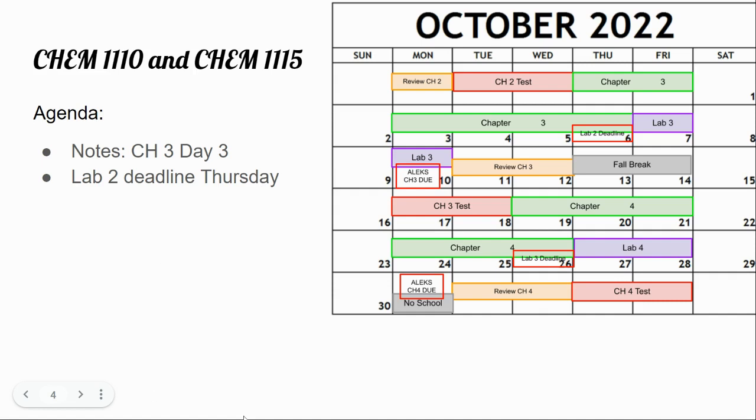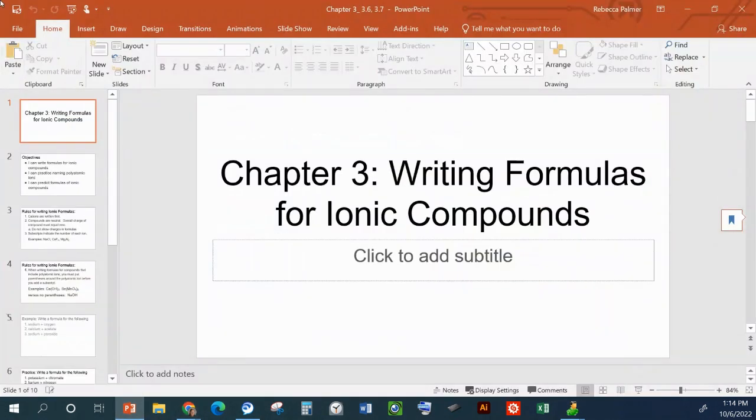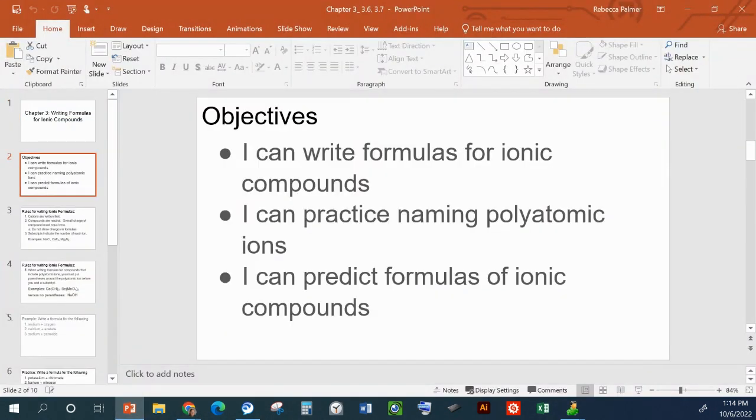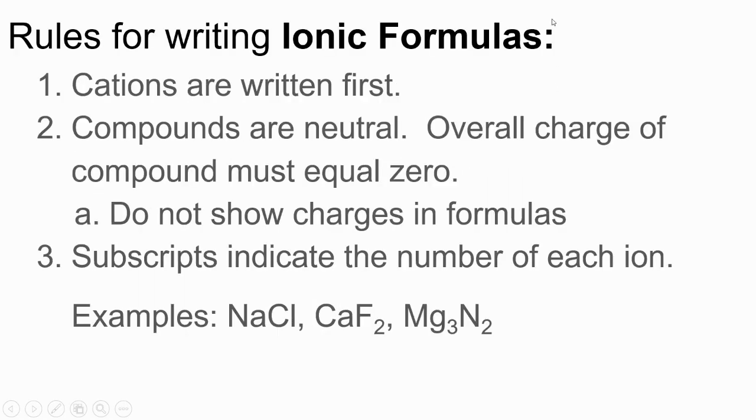And then we'll move to chapter 4. Let me turn this up. Okay, let me find our notes. We just have a few topics to cover, and then we will be done with chapter 3. So when we're writing an ionic formula, we always write the cation first. Overall, the compound has to be neutral. That's what we talked about last time. We had to charge balance to figure out the charge on the metal if it's not a common charge.